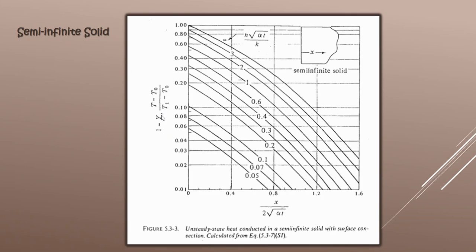But before we can get this ordinate, the 1 minus y, we need to determine the x, or the abscissa, and we need to determine the values of the curves here. That way, upon projecting the value of the x upwards and resting on the appropriate curve value, we can read on the vertical axis the corresponding value of the 1 minus y, which will lead us to y, which will lead us to the concentration. So in this case, we need to know this one, the h square root of alpha t over k, and we need to determine the x over 2 square root of alpha t.